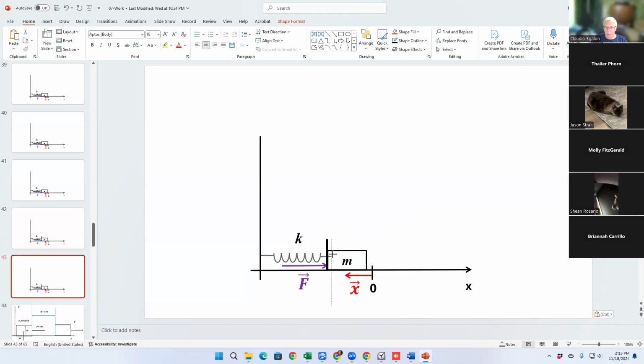This spring is going to release and propel the mass to the right. Let's stretch the spring. At this point right in here, the initial velocity is equal to 0, okay? There will be a velocity.